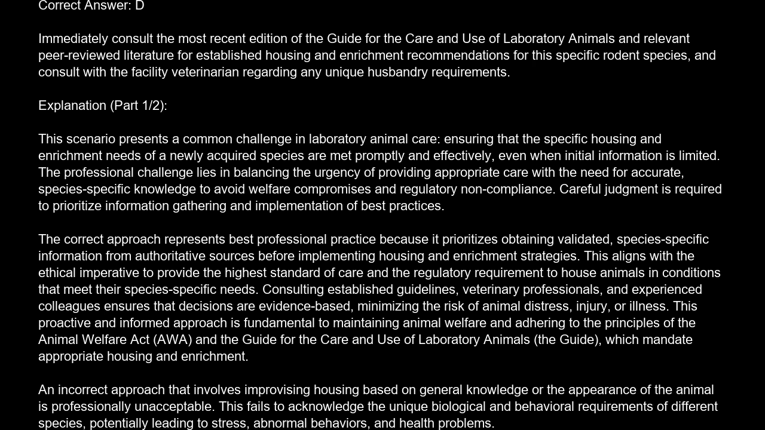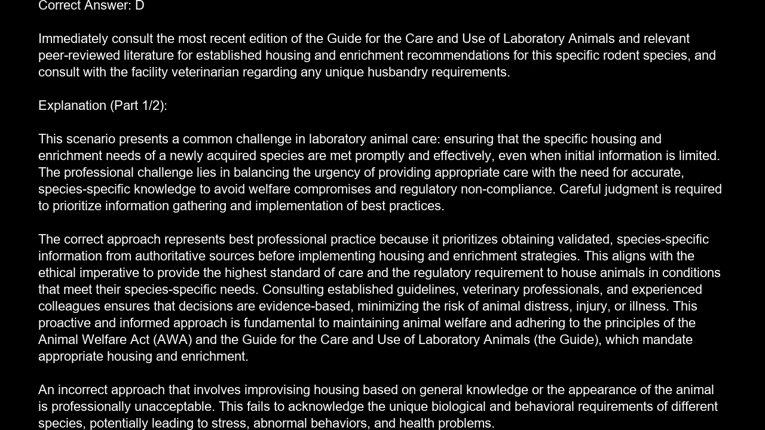The professional challenge lies in balancing the urgency of providing appropriate care with the need for accurate, species-specific knowledge to avoid welfare compromises and regulatory noncompliance. Careful judgment is required to prioritize information gathering and implementation of best practices. The correct approach represents best professional practice because it prioritizes obtaining validated, species-specific information from authoritative sources before implementing housing and enrichment strategies. This aligns with the ethical imperative to provide the highest standard of care and the regulatory requirement to house animals in conditions that meet their species-specific needs.